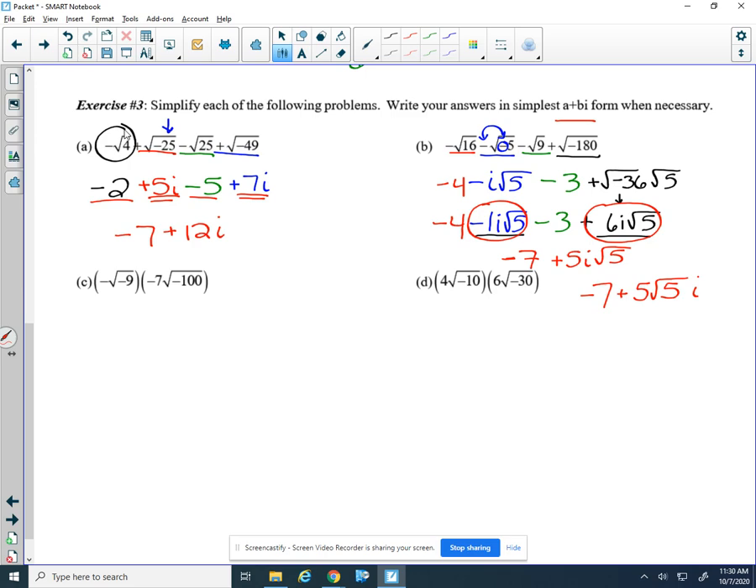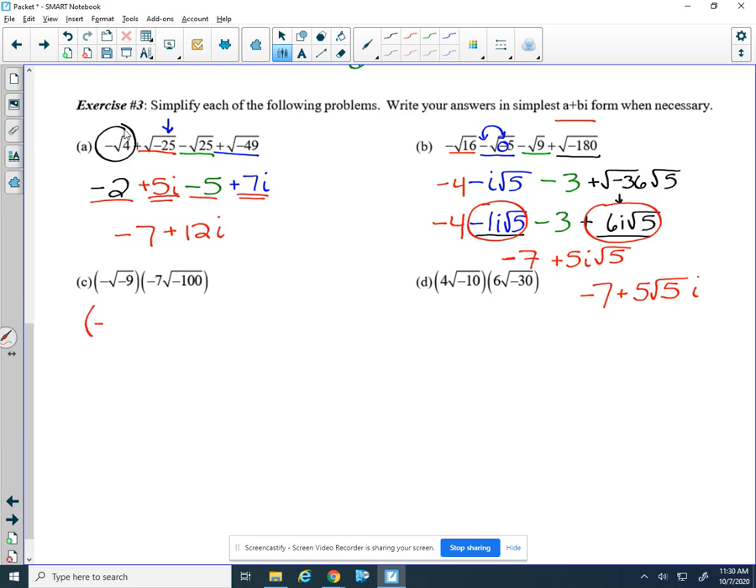So the next two, C and D, are multiplying with imaginary numbers. Now, it might be tempting to think that somewhere in here I need to do a distributive property, but I don't because there's no adding and subtracting in these. This is a monomial times a monomial, okay? So I'm just going to simplify each of them first.